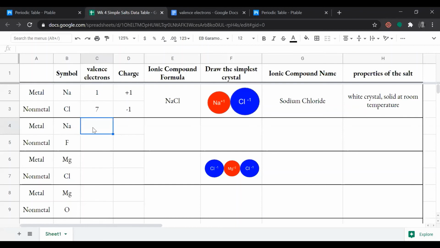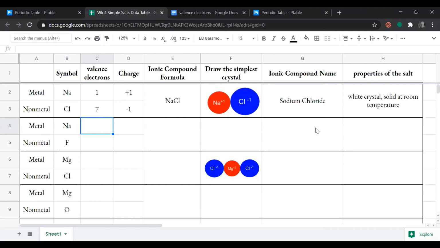So your job, a good place to start, you're going to look at the salts, but then you're going to try to fill in this data table. And I'm hoping as you fill in the data table, you'll start figuring out patterns of the names, like how do they name these things and why do they have the formulas that they do? And does it have to do with valence electrons and charge? Probably, because I put them on there.